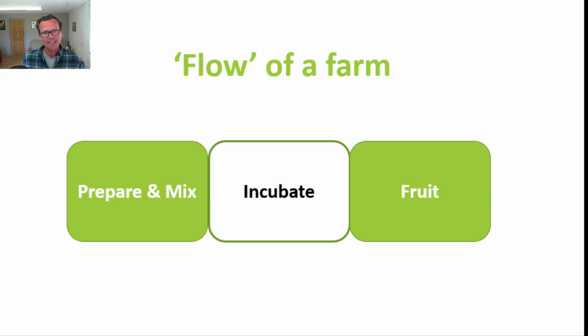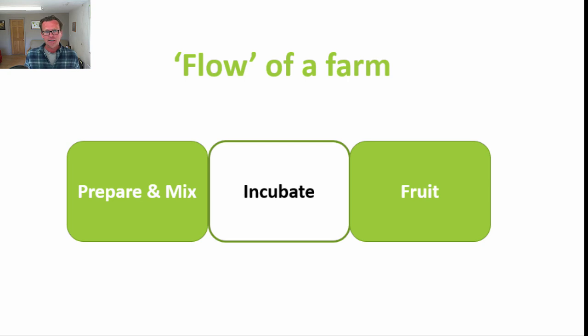And once you've decided to take a bag out of the fruiting room, you could go straight back into the corridor. You didn't need to go through the incubation room, which is important in case you face any mold contamination, for instance, because you wouldn't spread it. You can just go out into the corridor and get rid of your spent substrate.